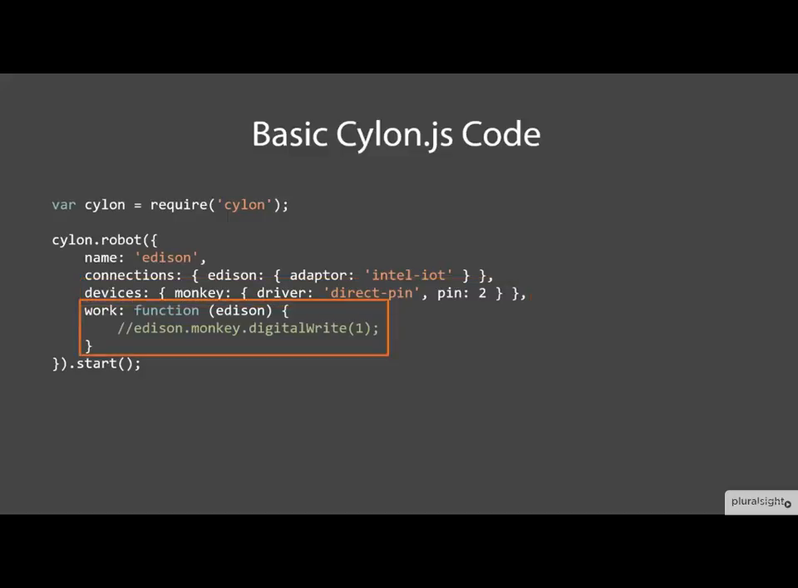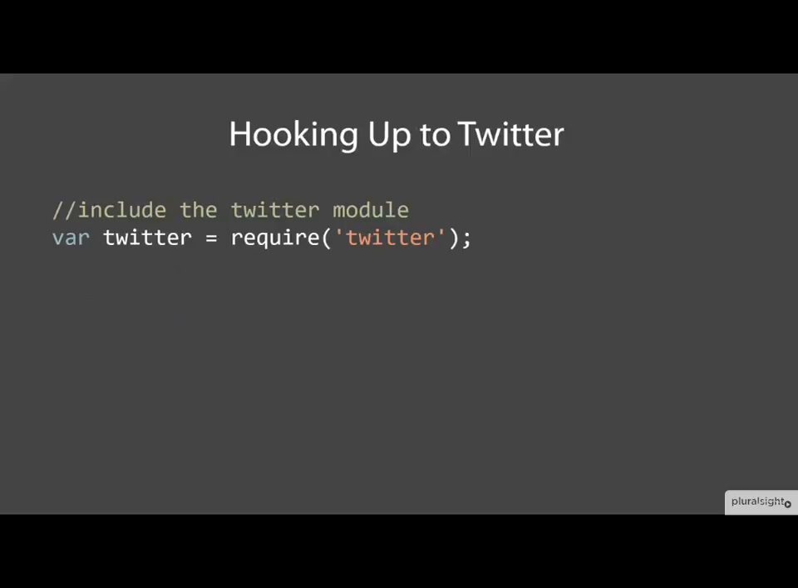Here, in the work function, we're going to put our Twitter code. But for now, I've left this comment so that you can see how we would set the pin high by referring first to the Edison, then to the monkey, and finally to the method. Finally, we start this robot, and that should kick things off. Next, we're going to want to connect to Twitter.